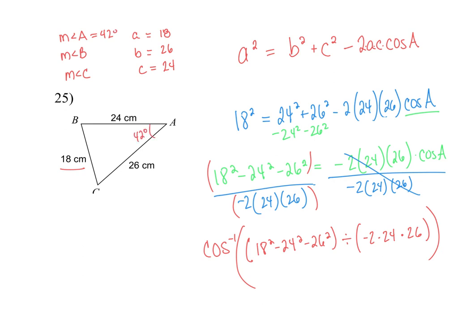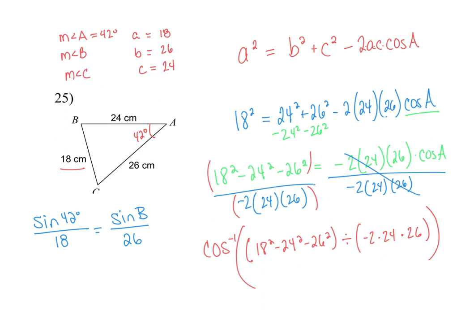Do you think I'm going to do law of cosines again? Do you think I'm going to do that hideous thing again? No. What am I going to do now? Law of sines. Absolutely. So now I can go straight to law of sines. The sine of A, which is 42 degrees, over the side A, which is 18, equals the sine of B, which I do not know, over the side B.